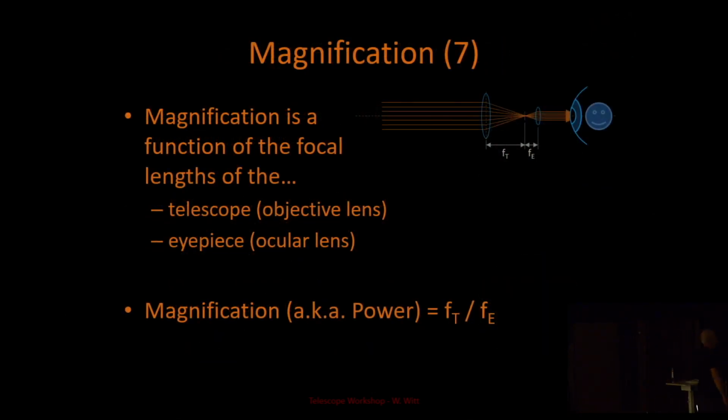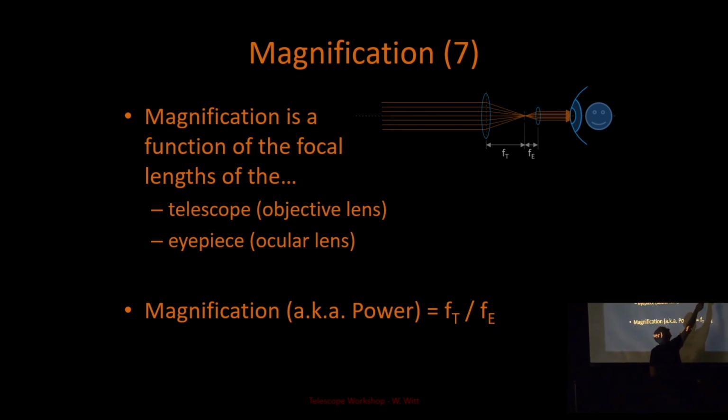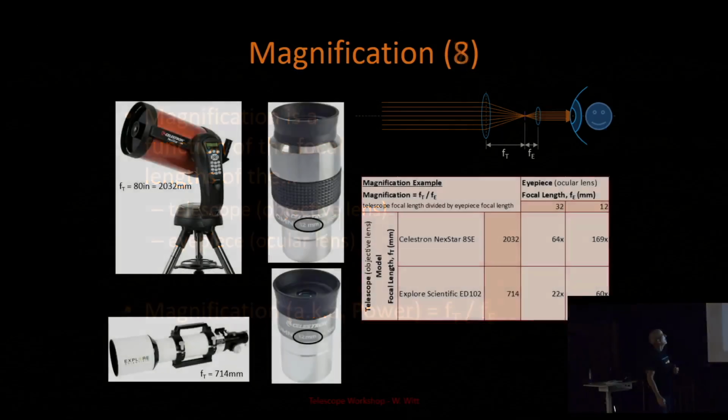So magnification here, like I said, is a function of the focal lengths of the telescope and the eyepiece. And we speak of magnification also as the power of the device. So like binoculars that are, let's say, 10 power, that means they have 10 times magnification. And we can calculate that magnification by taking the focal length of the objective lens, this guy, and then the focal length of the ocular lens, and we can just do a division. It's actually pretty simple.